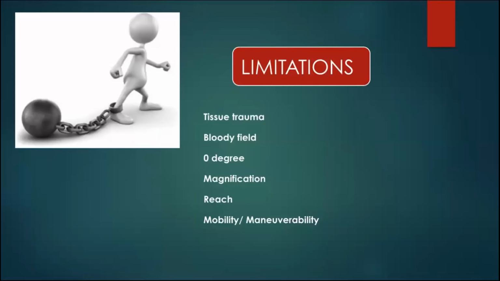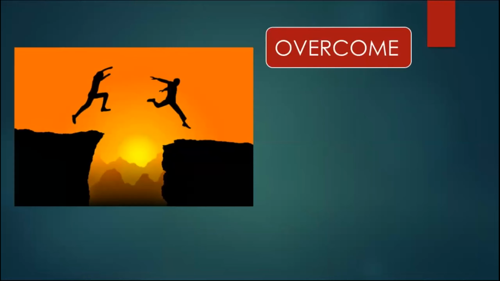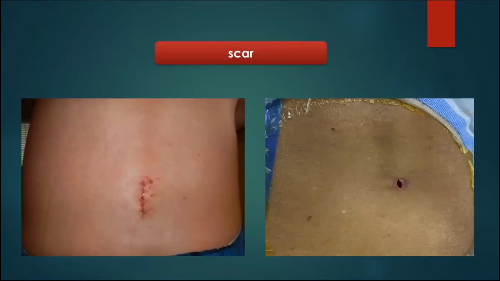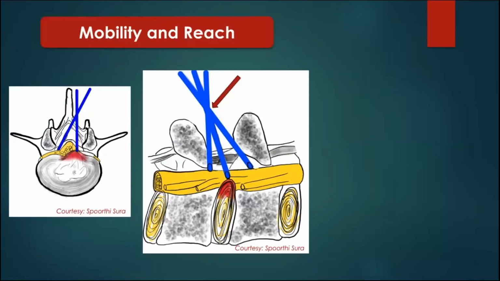But most of the time they have some limitations in the form of tissue trauma, bloody field or the 0 degree scopes we use. As a result of this, there is limited magnification, reach, mobility and maneuverability. We can overcome these limitations with full endoscopic spine surgery, where we can use angled scopes with small tubes so that the scar is less, the maneuverability and the reach is better, where we can reach the opposite lateral recess and the foramen easily.